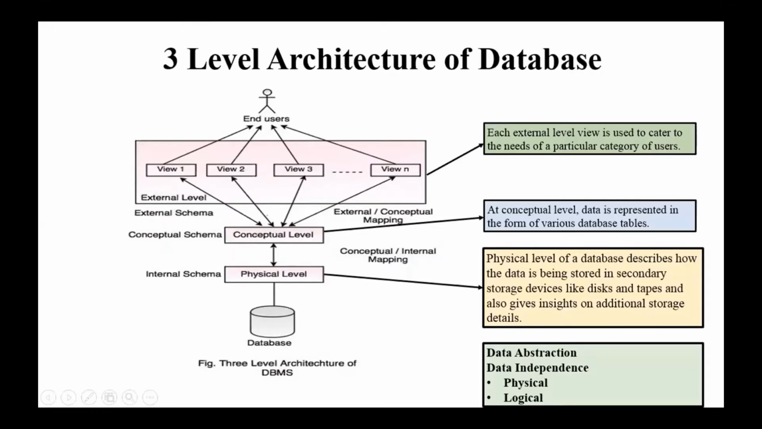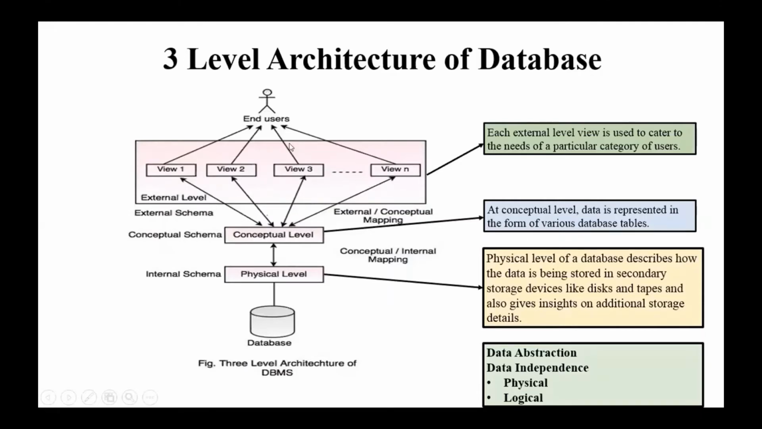And finally, there is a view level. As I said, because of security reasons, you do not give access to the complete database to each and every user. You are creating different views according to the category of the user. That's the reason in the external level you will see view 1, view 2, view 3, view n.